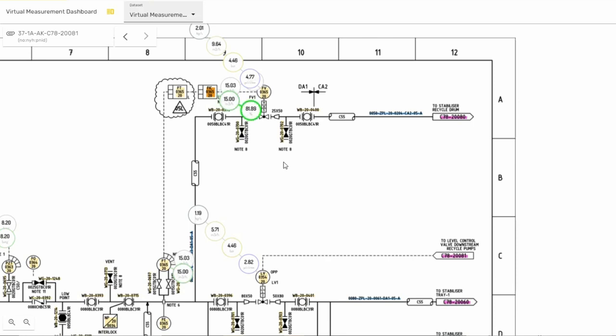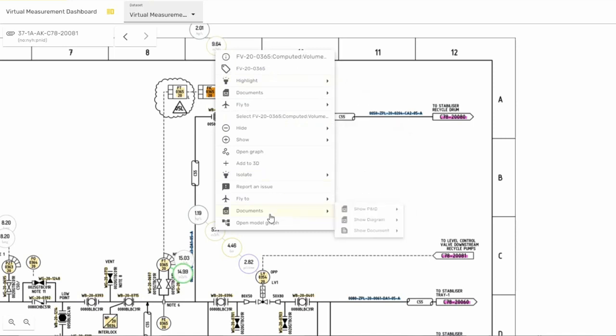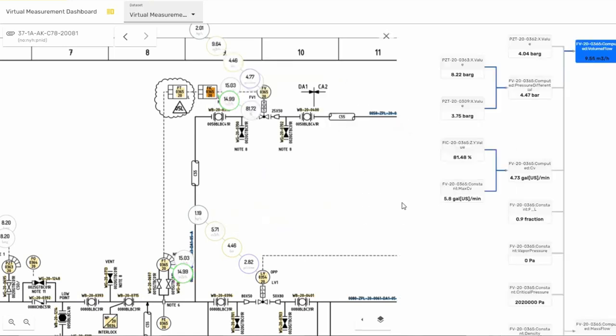Here we have built a model to estimate flow through this LV and FV, flow valve and level control valve, based on both the data sheets and design, and also on physical principles.